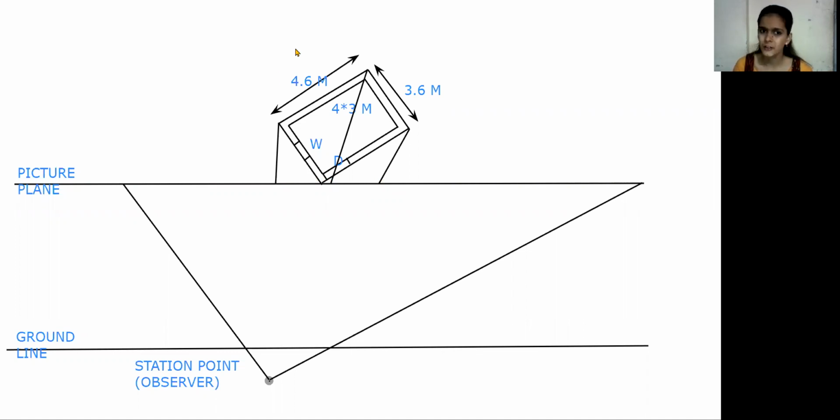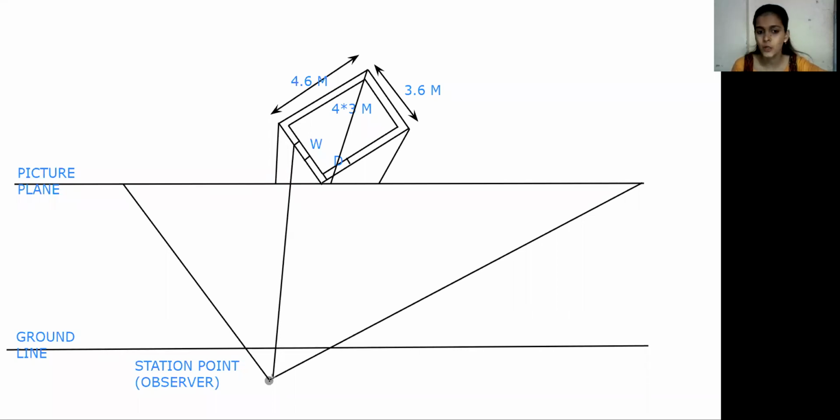Again, consider the other 4 points, then we will draw the vertical lines. For the door, consider these 2 points on the outer rectangle, and for the window, consider these 2 points, again on the outer rectangle of our plan. So consider these 4 points and again join them to the observer or station point.